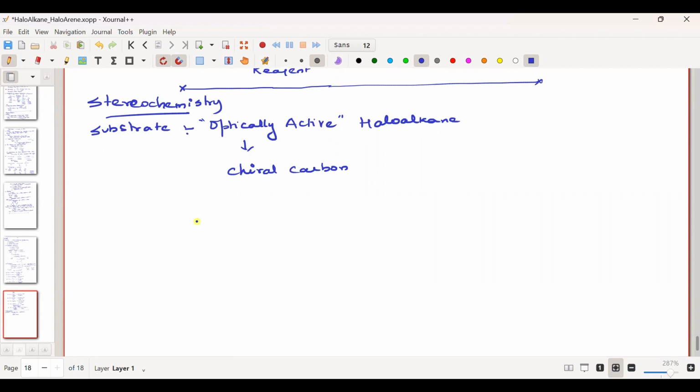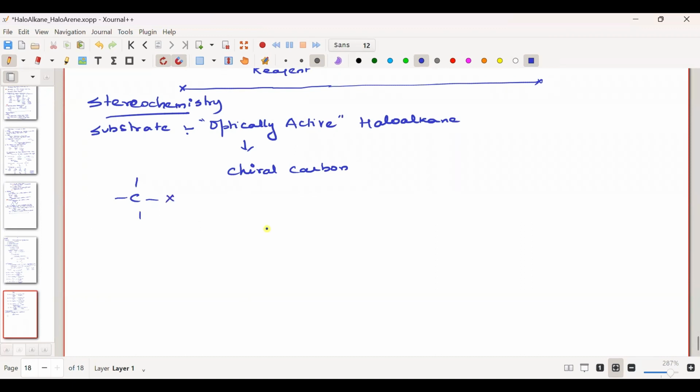In these terms, you have to be very clear. What is a chiral carbon? How many valences does carbon have? You have 4. Yeah, 4. If all these 4 are different elements or different groups, then this carbon is known as a chiral carbon.